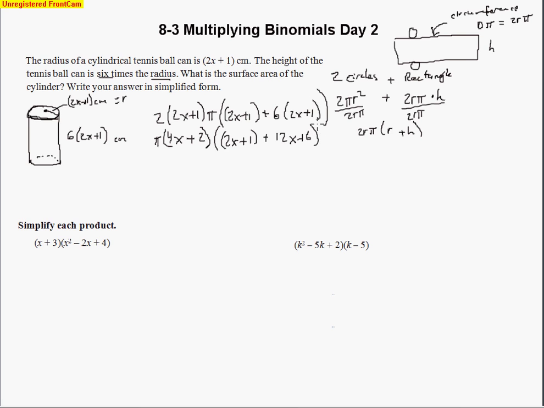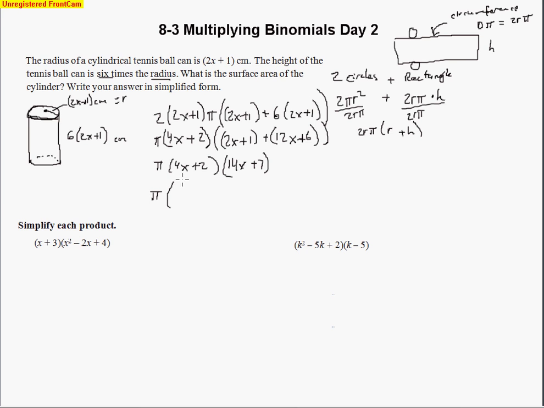So now I can go ahead and collect some like terms here. So the 2x and the 12x make 14x. 1 and 6 make 7. So 14x plus 7, and that's what I need to multiply by the 4x plus 2. So I'm going to use that FOIL method once again since I have the two binomials.